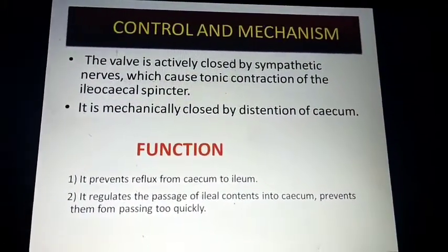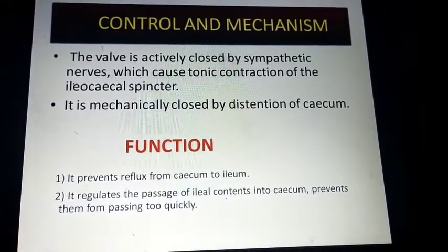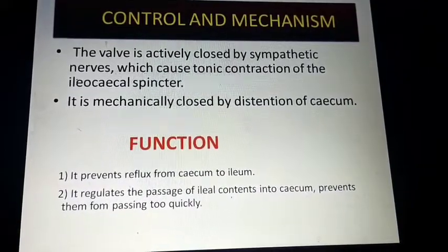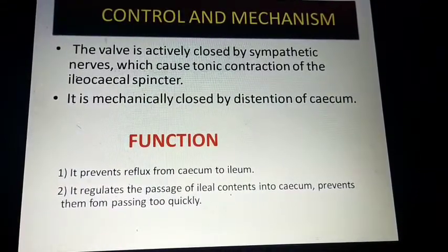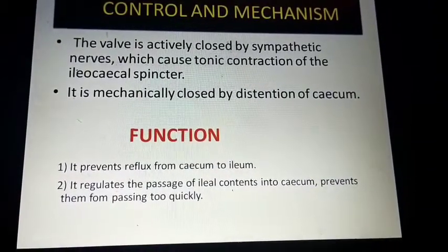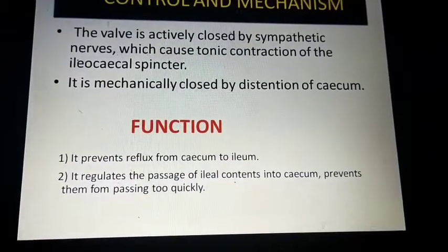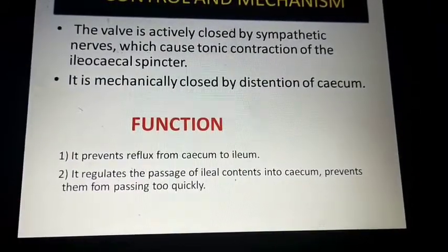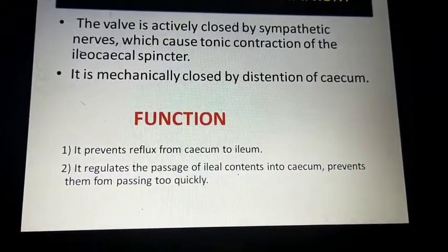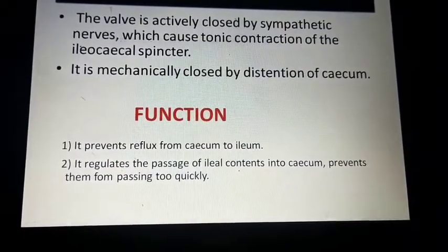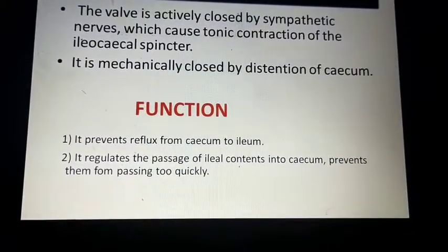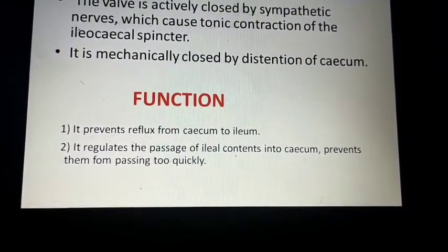Now you can go for the control and mechanism. The valve is actively closed by the sympathetic nerve, which causes tonic contraction of the ileocecal sphincter. It is mechanically closed by the distension of the cecum. The function is that it prevents reflux from the cecum to the ileum. It regulates the passage of ileal contents into the cecum and prevents them from passing too quickly.